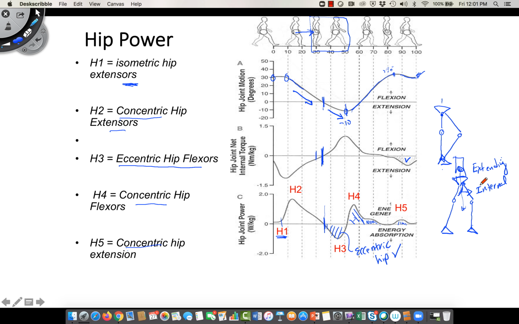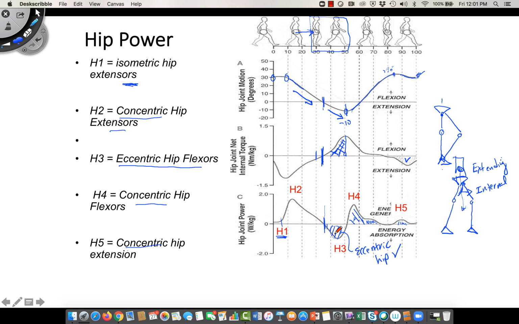This is usually a little bit more difficult for students to understand, but the key thing is that if you're vertical and then you fall forward with your knee straight, what you'll see is that this is an eccentric hip flexor contraction. And that's what this power is here. This is a negative power associated with this part of the hip flexor moment graph. And that's immediately followed by a concentric contraction.